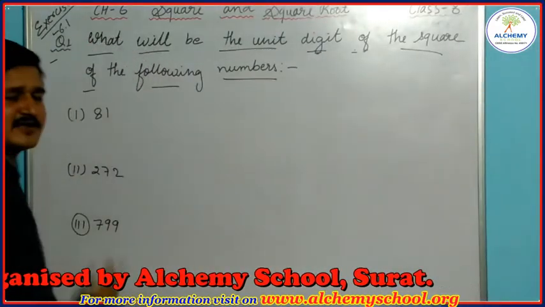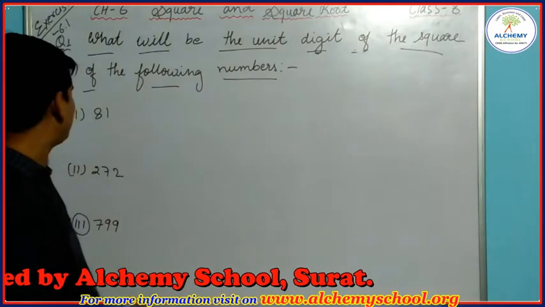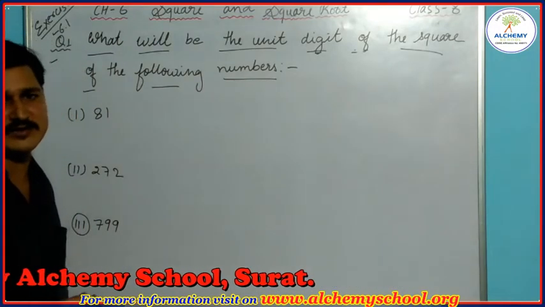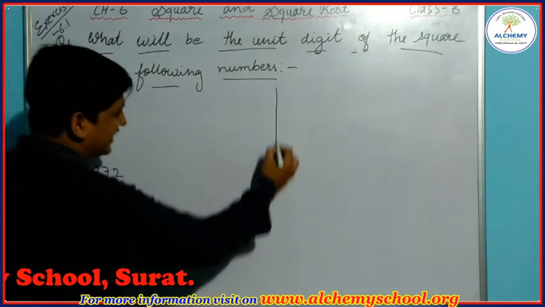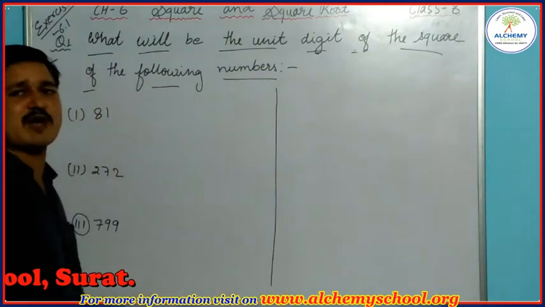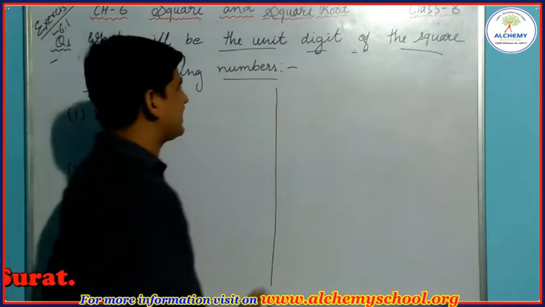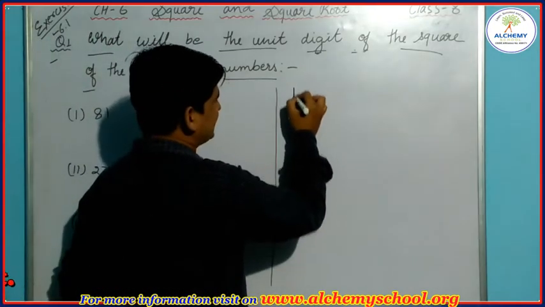Some numbers are given here in question number 1 and we have to find what will be the unit digit of the square of these given numbers. While finding the unit digit of the square of the given number, we have to keep in mind if any number ends with 1.